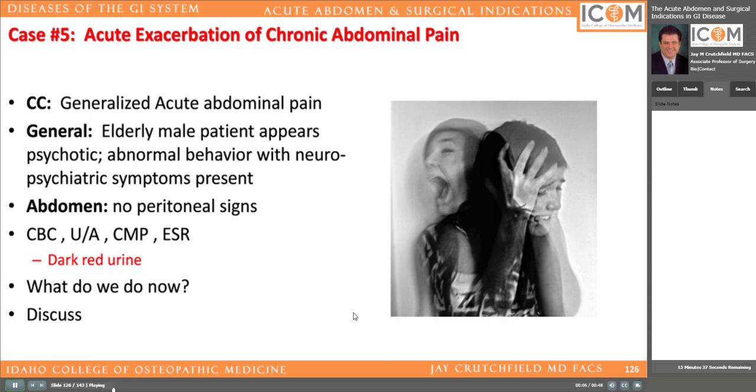We have a 70-year-old male who presents with acute abdominal pain. He appears psychotic. He has abnormal behavior with neuropsychiatric symptoms present. The abdominal exam is completely benign, in spite of his complaint of this acute episode of pain. We obtain the usual workup, and we notice that the urine appears dark red. What should we do now? What is your possible diagnosis?